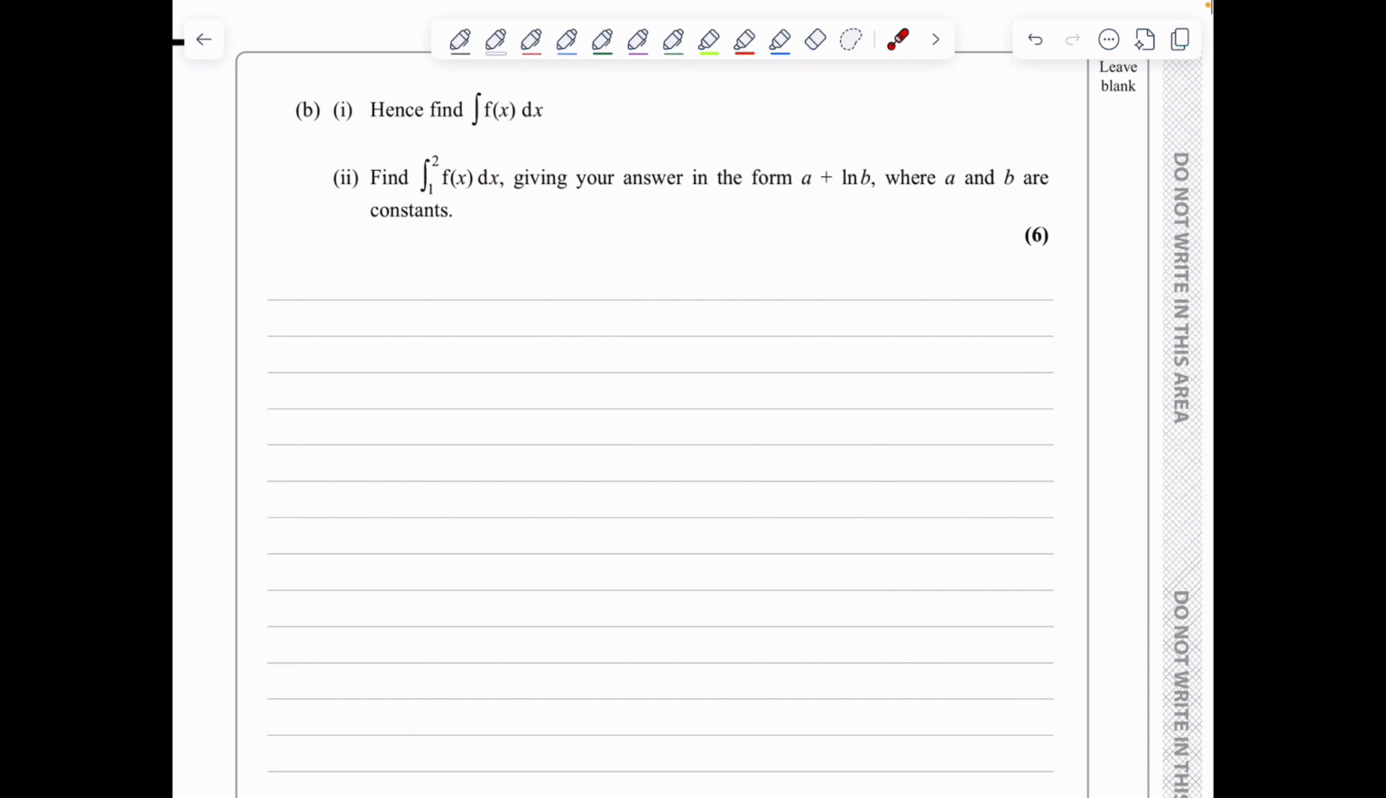In part b, we are asked to hence find the integral of f of x and then proceed in evaluating the integral with the limits of 1 and 2, giving our answer in the form of a plus ln b, where a and b are constants to be determined. Well, let's start with the integral of f of x, which I can write as 1 over x minus 3 over 3x minus 1 plus 3 over (3x minus 1) squared, according to the answer we obtained in part a. So this is simply the integral of 1 over x minus 3 over 3x minus 1 plus 3 times (3x minus 1) raised to the power of negative 2 with respect to x.